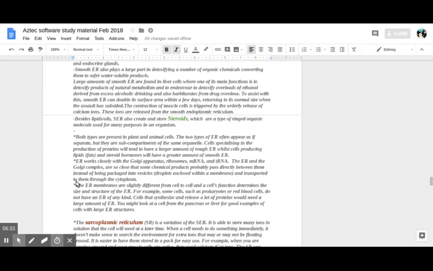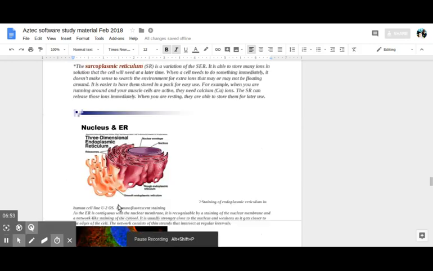For example, some cells, such as prokaryotes or red blood cells, do not have an ER of any kind. Cells that synthesize and release a lot of proteins would need a large amount of ER. You might look at a cell from the pancreas or liver for good examples of cells with large ER structures. The Sarcoplasmic Reticulum, or SR, is a variation of the smooth ER.